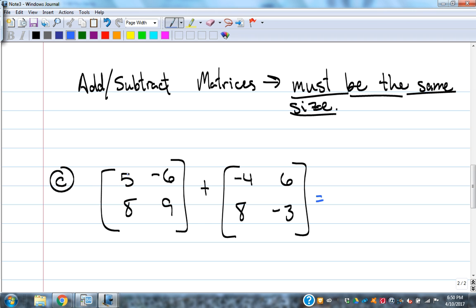So you add the matching spots. So first, top left plus top left. Should be 1, 0, 16. Good job. I know where you got those numbers. Anybody confused? 5 plus -4 is 1. -6 plus 6 is 0. 8 plus 8 is 16. 9 plus -3 is 6. Matching spots. That's why they got to be the same size. If they're not the same size, you can't have matching spots, right? So that's why they have to be the same size.